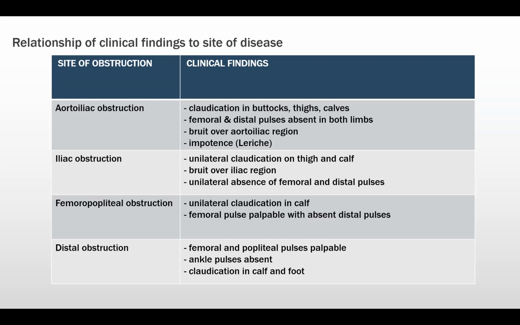With unilateral absence of femoral and distal pulses, the site of obstruction is probably iliac. If a patient presents with unilateral claudication in the calf, femoral pulses palpable, and absent distal pulses, the probable site of obstruction is femoropopliteal. And if both femoral and popliteal pulses are palpable with ankle pulses absent, and claudication is in the calf and foot, the most probable site of obstruction is distal.